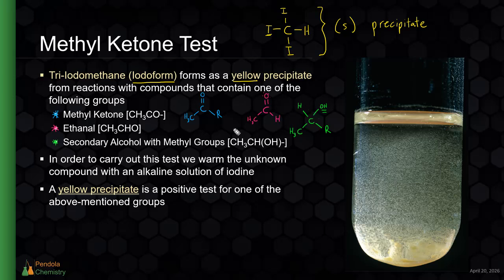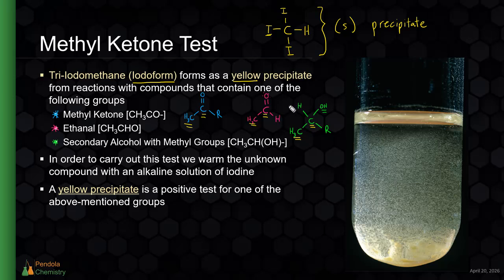And we'll see why, because these obviously have a connection, right? The first two obviously have that methyl group attached to a carbonyl group. This is a methyl group attached to a secondary alcohol, and we'll see why this gives us a positive iodoform test in a little bit.